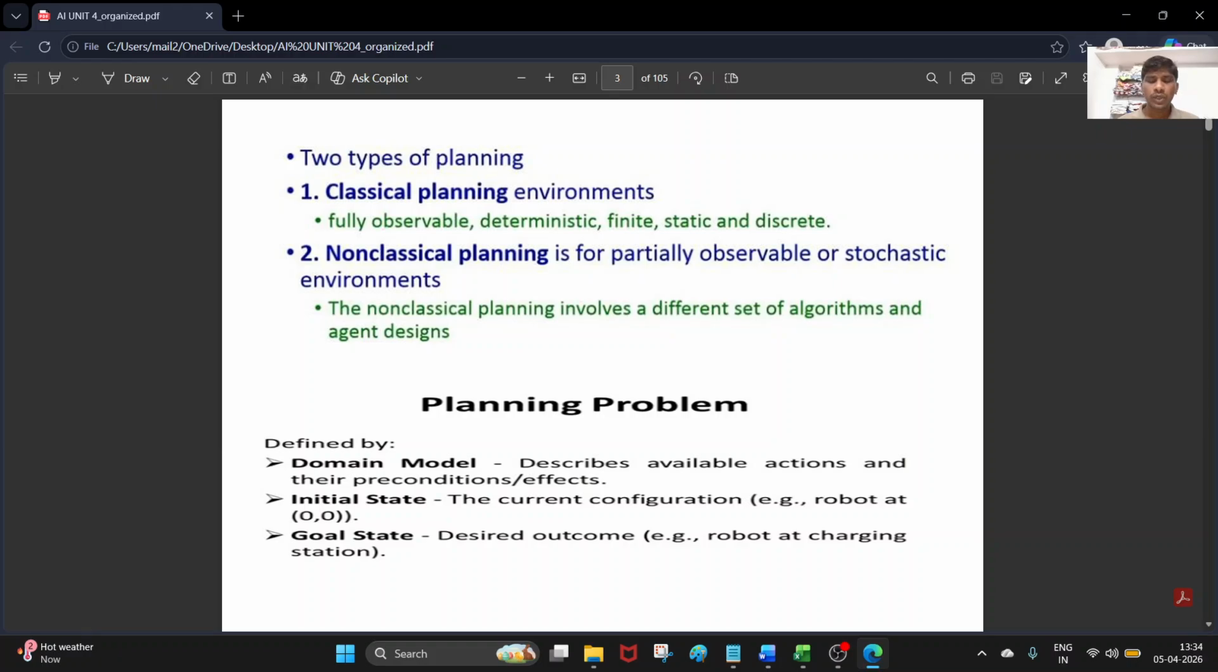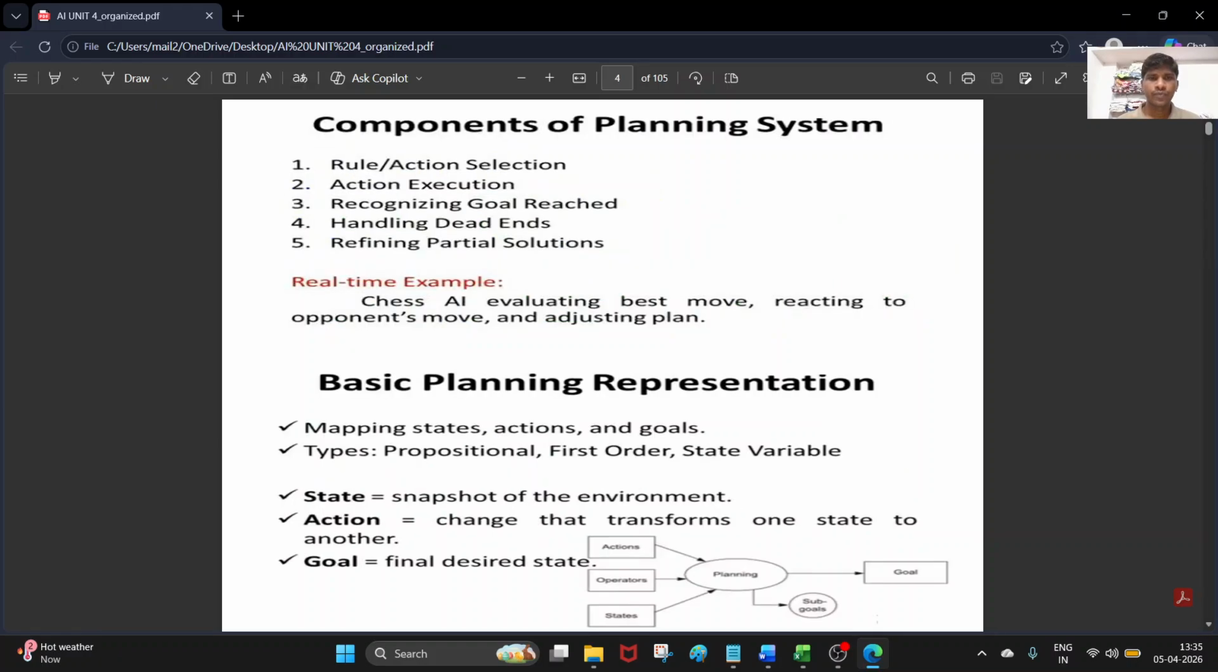Let us consider the robot example. The domain model describes the available actions and their preconditions and effects. Whereas the initial state is nothing but the current configuration or scenario. The goal state describes the outcomes. That is, the robot at the charging station may be the goal state. Initially, the robot will be in position 0, 0, whereas in the goal state, the robot will be reaching a particular location.